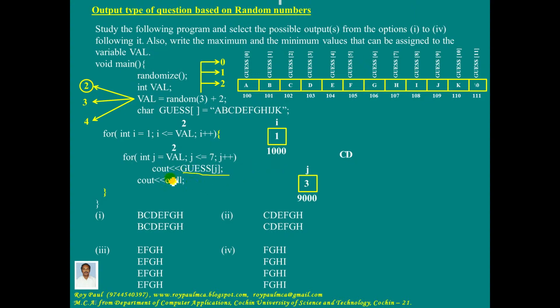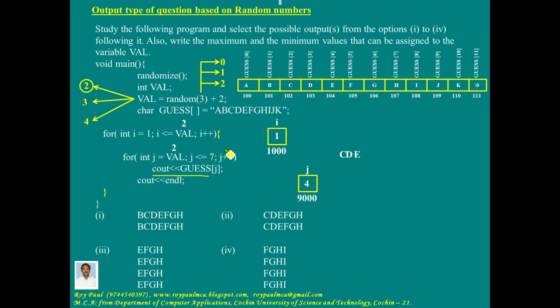Now after this, it will not come here because here there is no opening and closing curly bracket. So this cout is not part of the inner for loop. So after executing this, automatically it comes here. J incremented, J becomes 4. Now after this condition checked, so 4 less than or equal to 7, condition true, inside. Cout output operator guess of 4 and this is guess of 4, E. So here you get E.